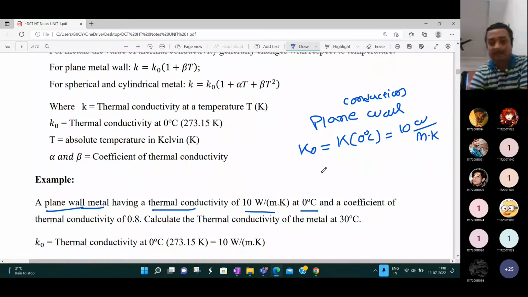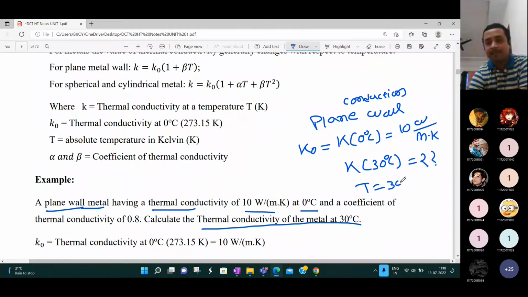Then what is asked? The thermal conductivity at 30 degree centigrade. So what is the temperature? The temperature is 30 plus 273, or you can say 303 Kelvin. Why? Because we are representing K in watt per meter Kelvin, so we have to represent the temperature in the Kelvin scale.